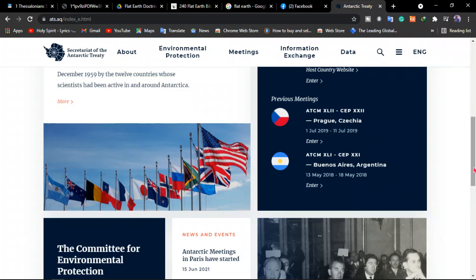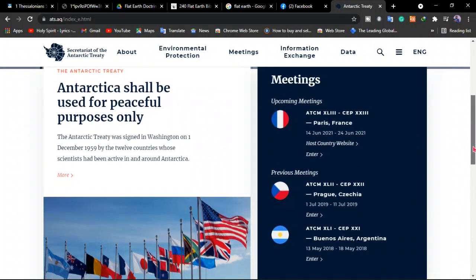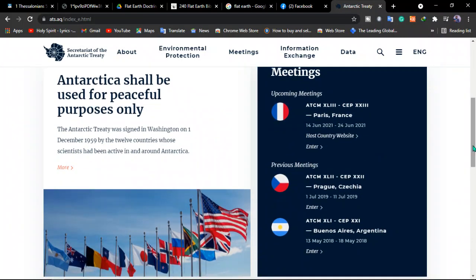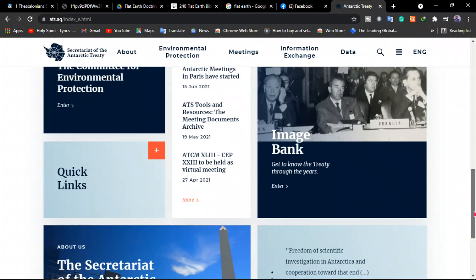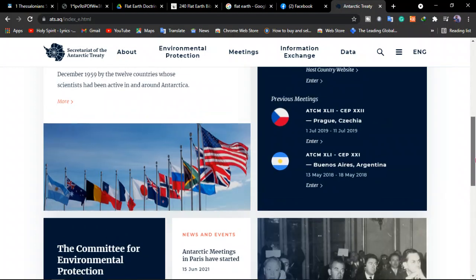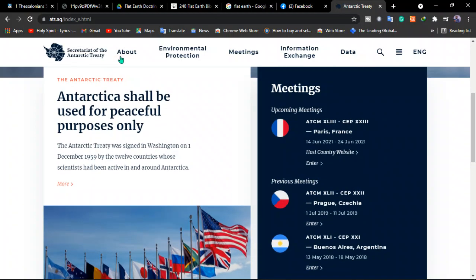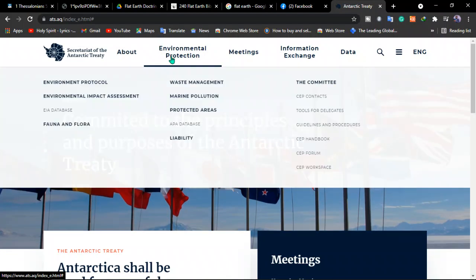What is so big in this Antarctica that they are saying nobody can go there? How come they have not made a treaty about the North Pole? Why have they not made a treaty for the North Pole and said nobody should go there? Why South Pole? Because there's something that they are hiding. And they say, no, we cannot allow anyone to go there. Why?